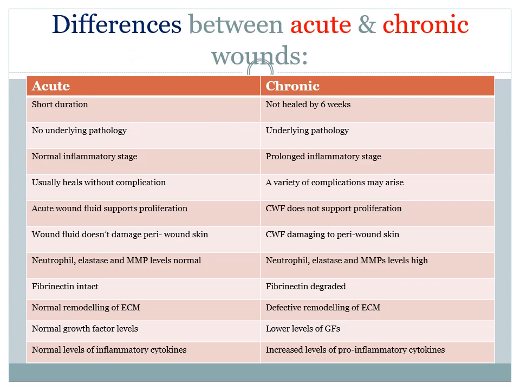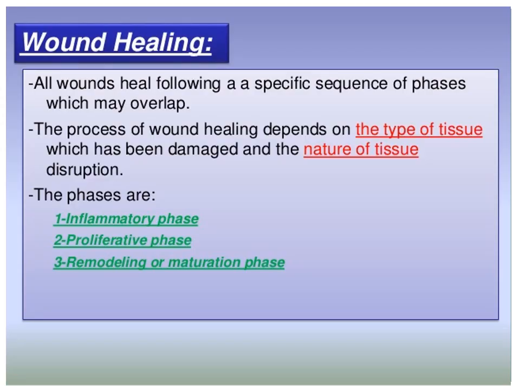Now we can come to what is wound healing. It's a process in which the skin repairs the defect of the wound and tries to restore its integrity. All wounds heal following a specific sequence of phases which may overlap. The process of wound healing depends on the type of the tissue that has been damaged and the nature of the tissue disruption. There are 3 main stages in wound healing: the inflammatory phase, the proliferative phase, and the remodeling or maturation phase. These phases overlap with each other.